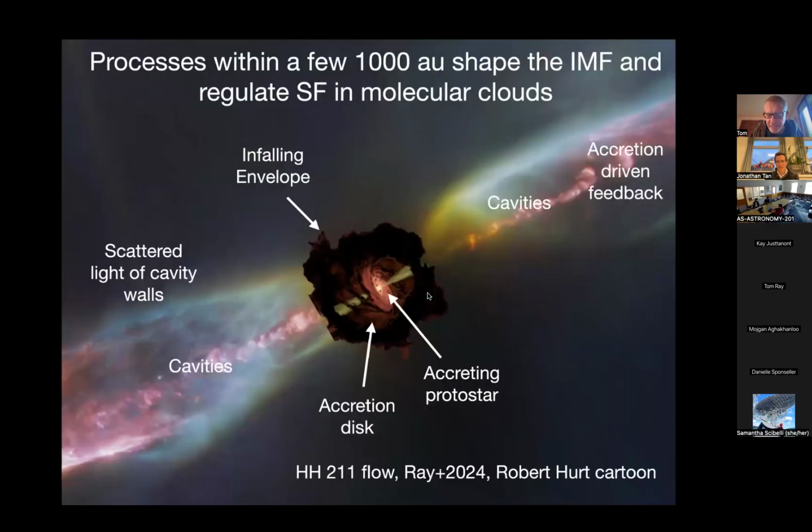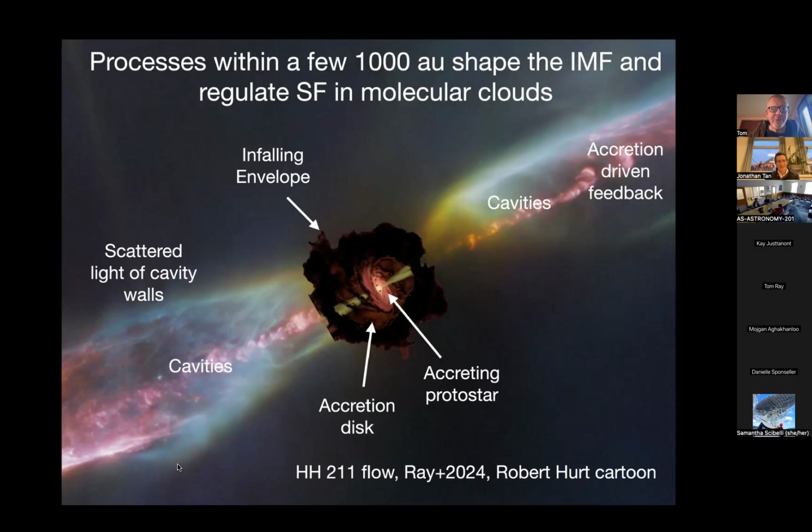This is a famous image of the HH211 outflow from the Nature paper, and I superimposed over it one of my favorite cartoons of a protostar from Robert Hurt. This, of course, is from Ray 2024. I'm hoping that, this being the Origins colloquium, I don't really need to motivate why we study protostars, but I often do when I give talks, because in a lot of places people have only a vague notion of what a protostar actually is.